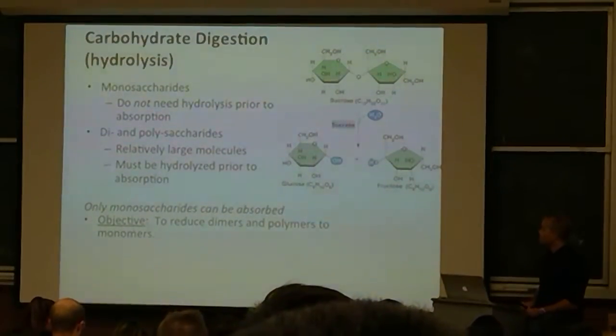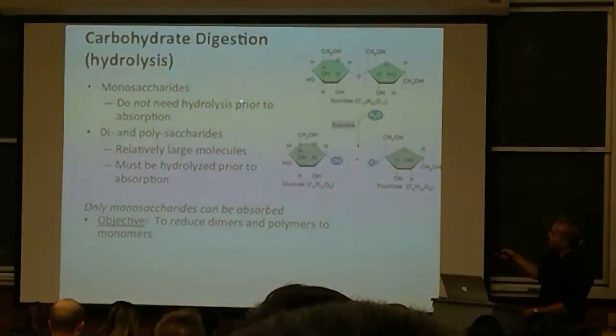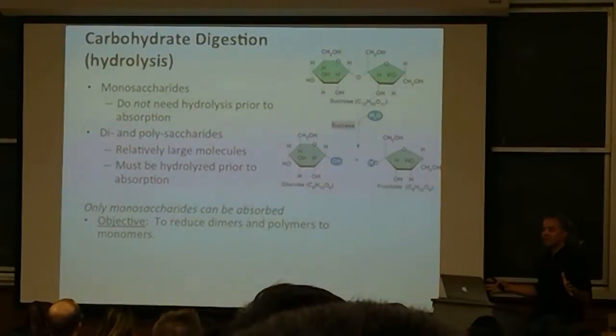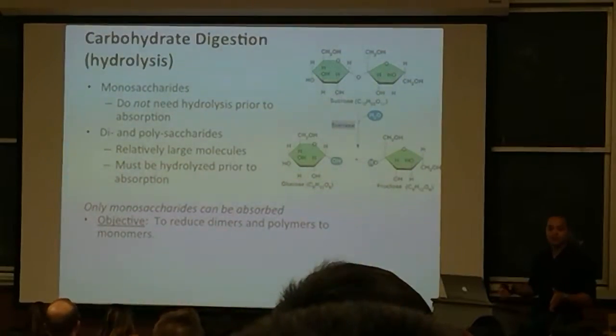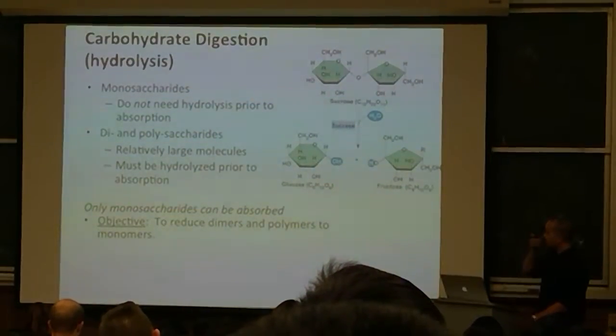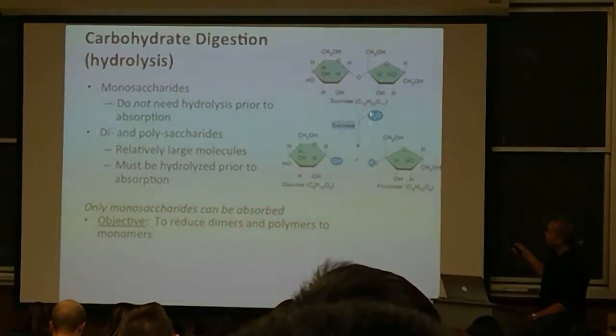Okay, so in terms of digestion and carbohydrate hydrolysis, you have monosaccharides, so free glucose, free galactose, free fructose. These don't need any more hydrolysis or breakdown. Your body is able to directly absorb simple sugars or monosaccharides. But in the case of disaccharides or polysaccharides, they're relatively large molecules, so you'll require hydrolysis or breaking of that glycosidic bond. So here we have sucrose.